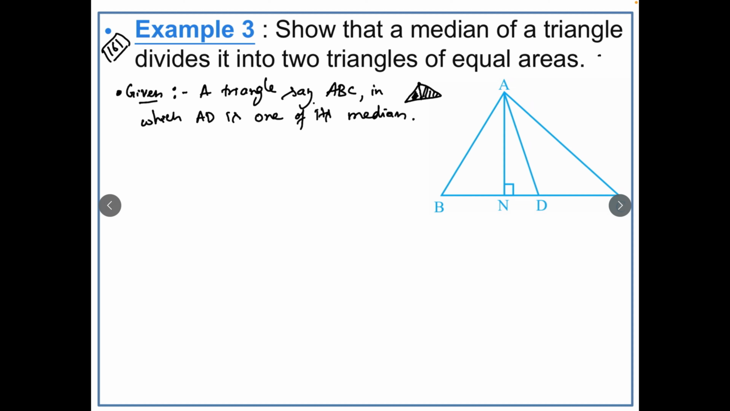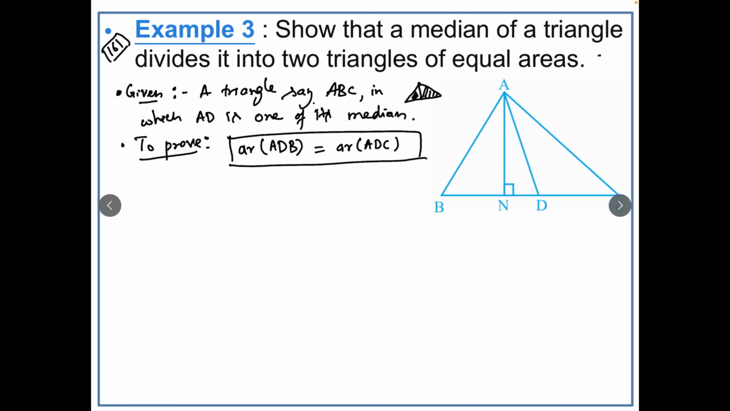Okay, what we need to prove here is that the 2 triangles formed by this median are equal in area. We have to prove that the area of triangle ADB is equal to the area of triangle ADC. Okay, that's what we have to prove here, that the 2 triangles formed by this median are equal in area. Okay, we'll start with the construction.